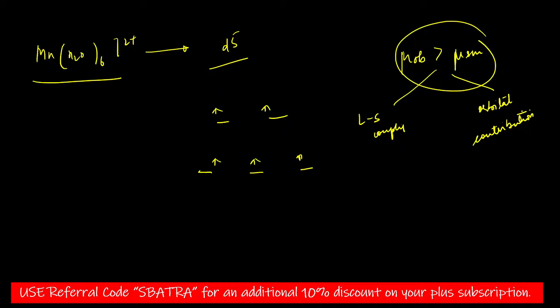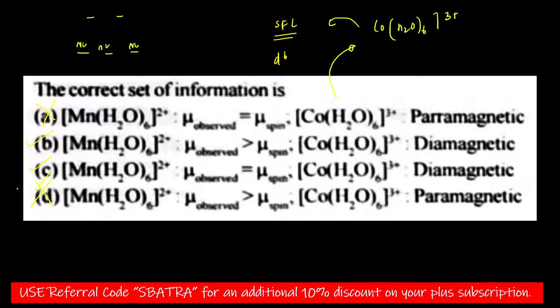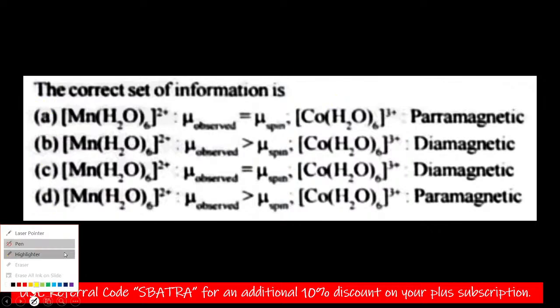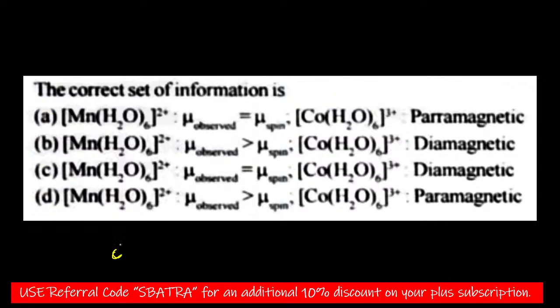So we know that in d5, neither is the t2g unsymmetrically filled, nor are the eg and t2g unsymmetrically filled; they are symmetrically filled. So there is no concept of orbital contribution and no concept of LS coupling, right? So for a d5 system, mu spin is equal to mu observed. So the correct answer is option C, not B, option C. Is it clear to all of you?